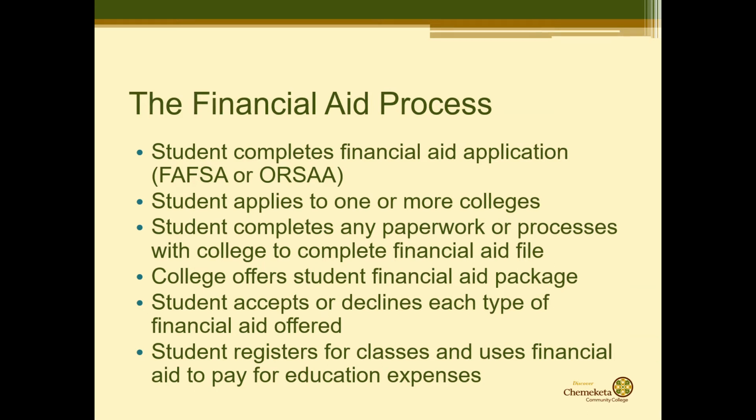In many cases, a school may need to collect additional information from you to complete the financial aid process. The most commonly requested information is copies of tax returns. It is important that students watch their mail, email, or check with the college financial aid office to see if the college needs more information before they can issue a financial aid offer. Once the college has all the information they need to determine the student's financial aid eligibility, they will put together a financial aid offer and notify the student. The student can then accept or decline each type of financial aid offered to them. The last step is the student will register for classes and then use financial aid to pay for their educational expenses.